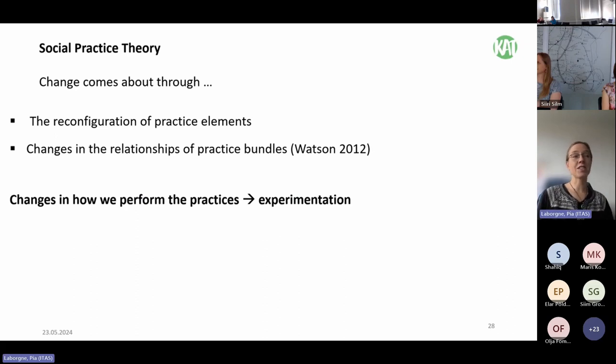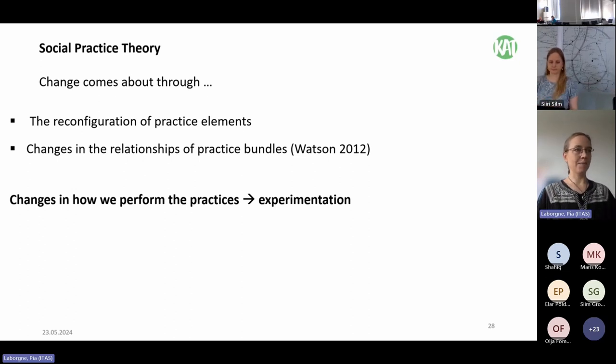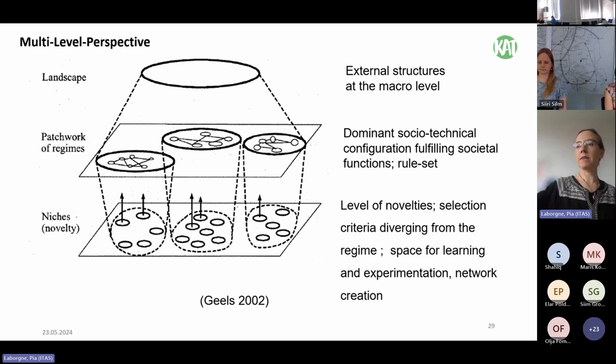Then the question is how change comes about. It comes about through the reconfiguration of practice elements, changes in the relationship of these bundles of interrelated practices. And we can also experiment on changing these, for example the material framing, the material conditions, or we can experiment with changes in performing the practices. But I would like to come first to the bigger picture of changes.